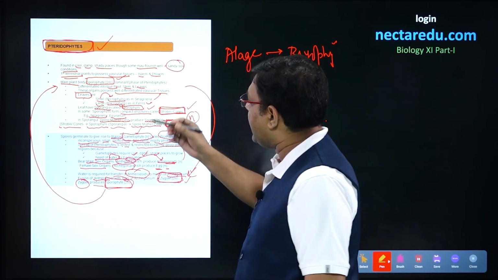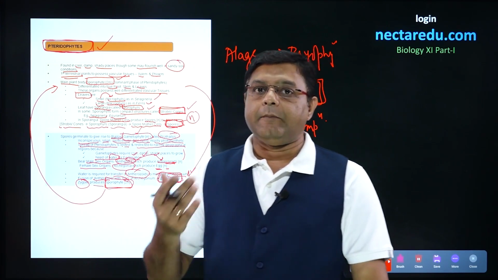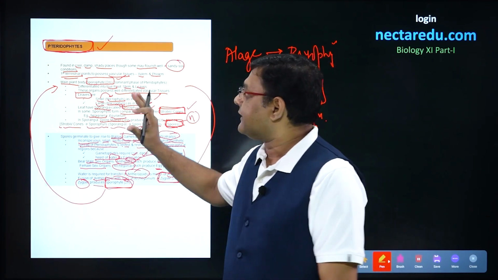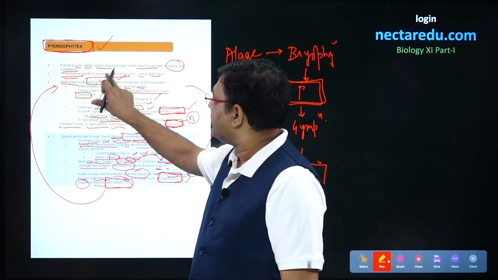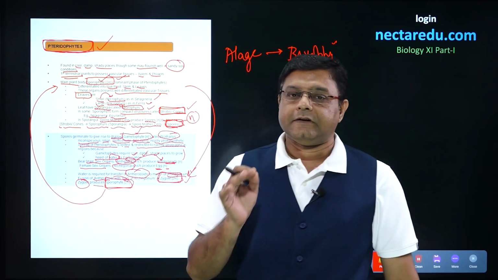So we can say that the sporophytic and gametophytic phases will alternate in the case of pteridophytes, and the dominant phase will be the sporophyte, which is the diploid phase.